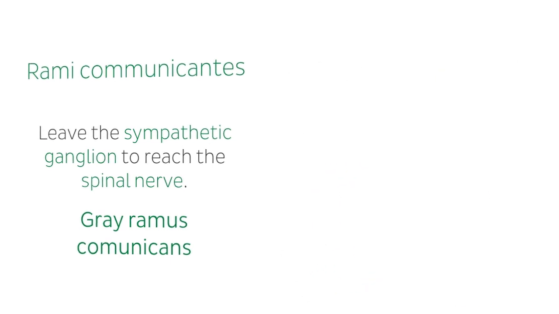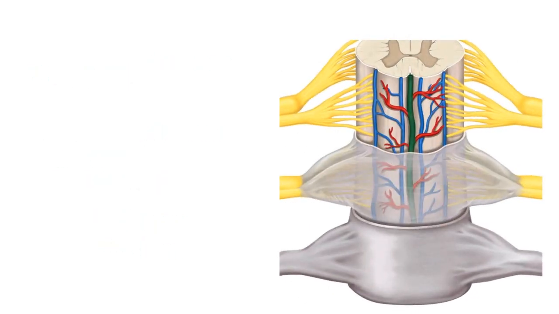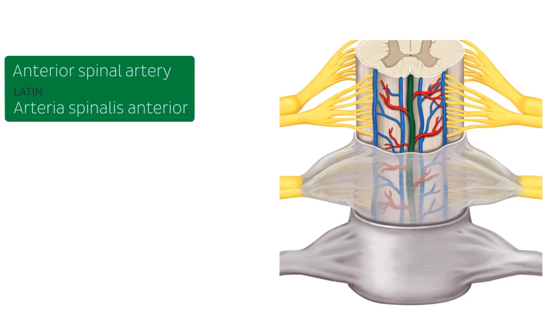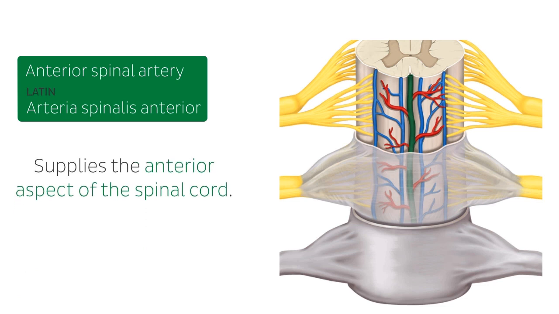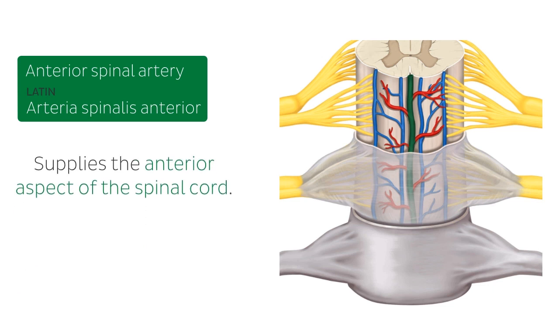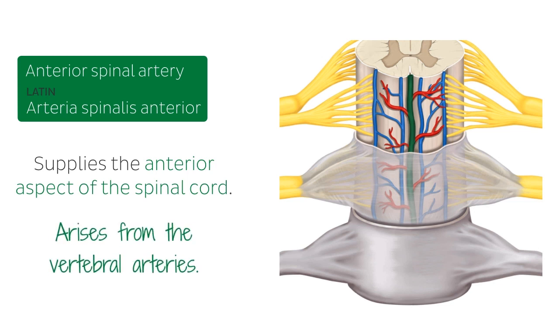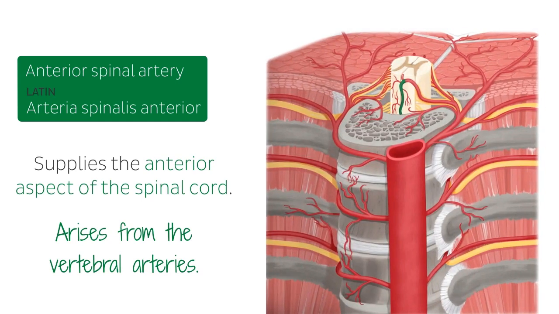The final structure that we're going to look at here is a blood vessel of the spinal cord. Here we see the anterior spinal artery, which supplies the anterior aspect of the spinal cord. This artery arises from the vertebral arteries as the left and right anterior spinal arteries. These two arteries then unite at the level of the foramen magnum and descend along the anterior aspect of the spinal cord as one single trunk, all the way down to the filum terminale. Along its course, the anterior spinal artery gives off several small branches. In the next image, we can see the anterior spinal artery at the thoracic level.